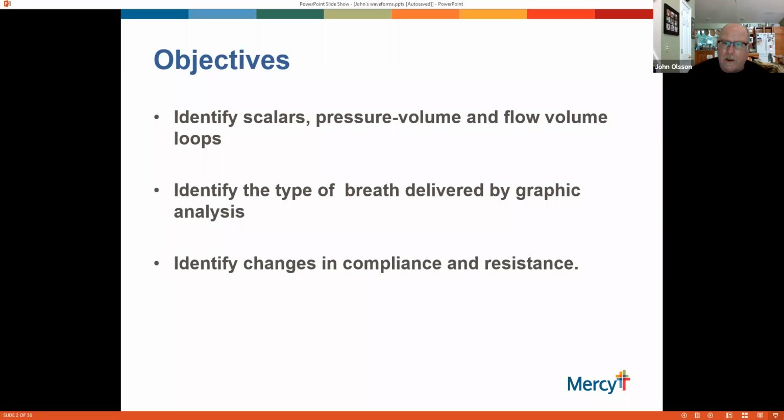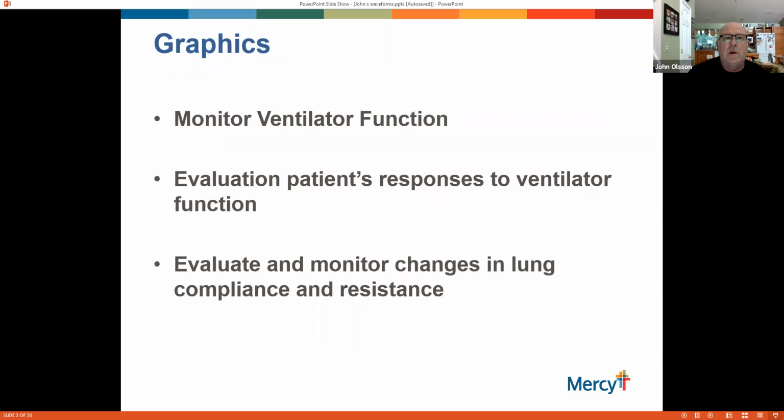I have put a couple examples in my PowerPoint with certain ventilators. So usually all ventilators can measure plateau pressures and compliance and resistance. You just got to figure out how your ventilator does it itself. So we're going to monitor ventilator function, evaluate the patient's response, and evaluate and monitor changes in lung compliance and resistance.